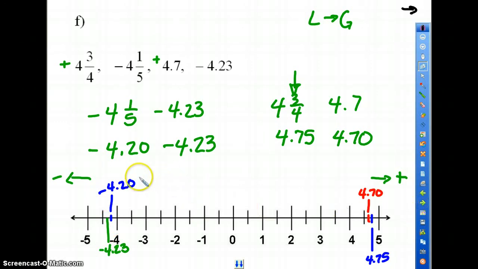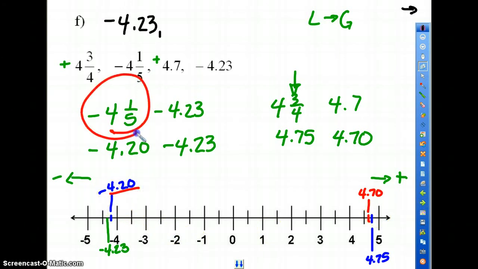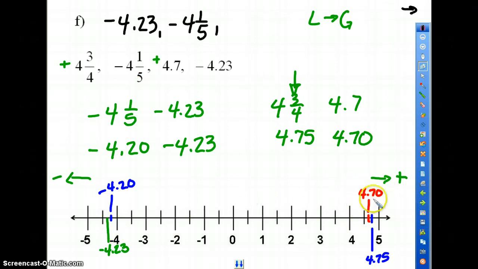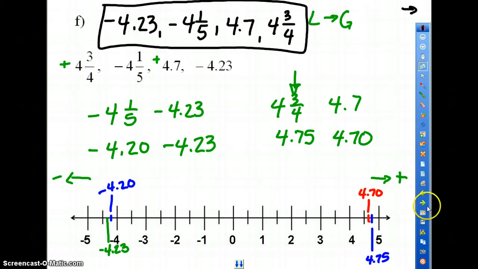Now I just have to write them in order from least to greatest, starting with the smallest, getting bigger, going that way. So negative 4.23 is the smallest. Then comes negative 4.20, which is actually negative 4 1/5. And then when we come over here, we get to 4.7. There's 4.7. And our last one is 4.75, or 4 3/4. And we're done. Okay? Number lines help a lot.